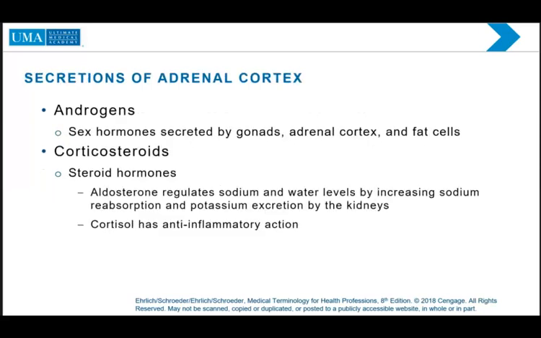Secretions of your adrenal cortex include androgens, which are sex hormones secreted by the gonads, adrenal cortex, and fat cells. Corticosteroids, or steroid hormones, help regulate sodium and water levels by increasing sodium reabsorption and potassium excretion by your kidneys. Cortisol has an anti-inflammatory action.